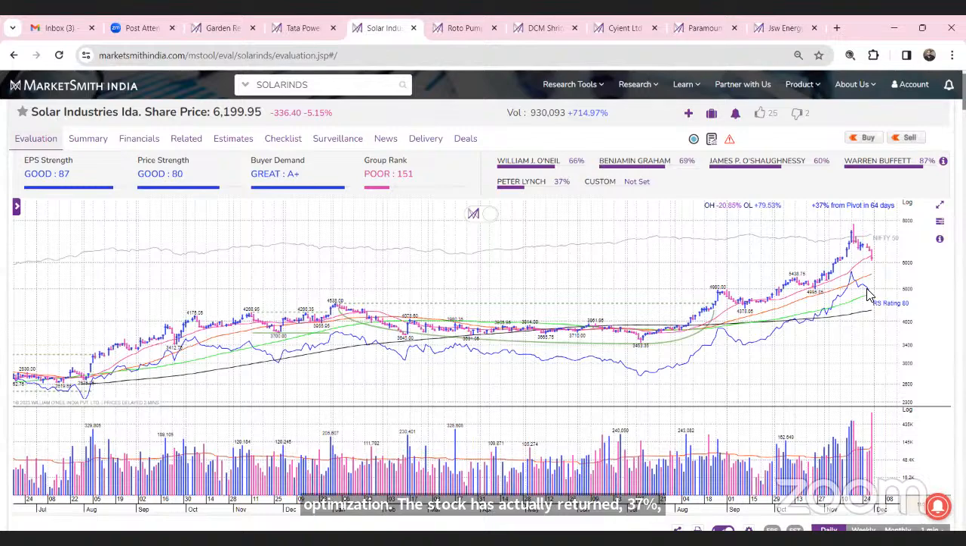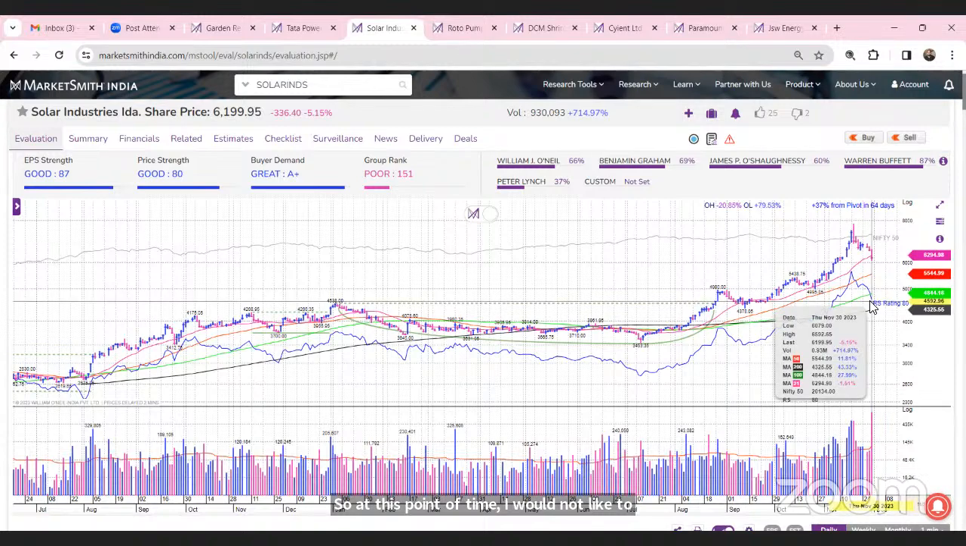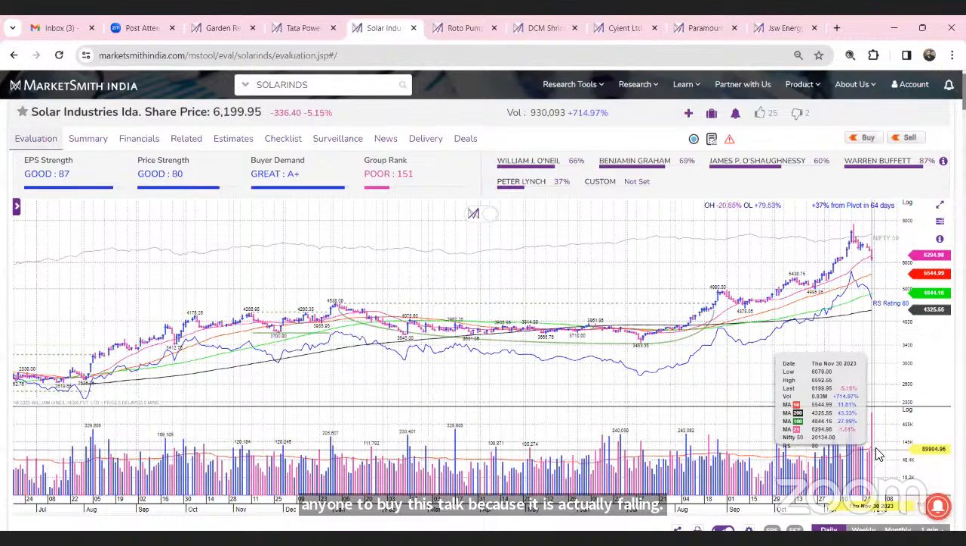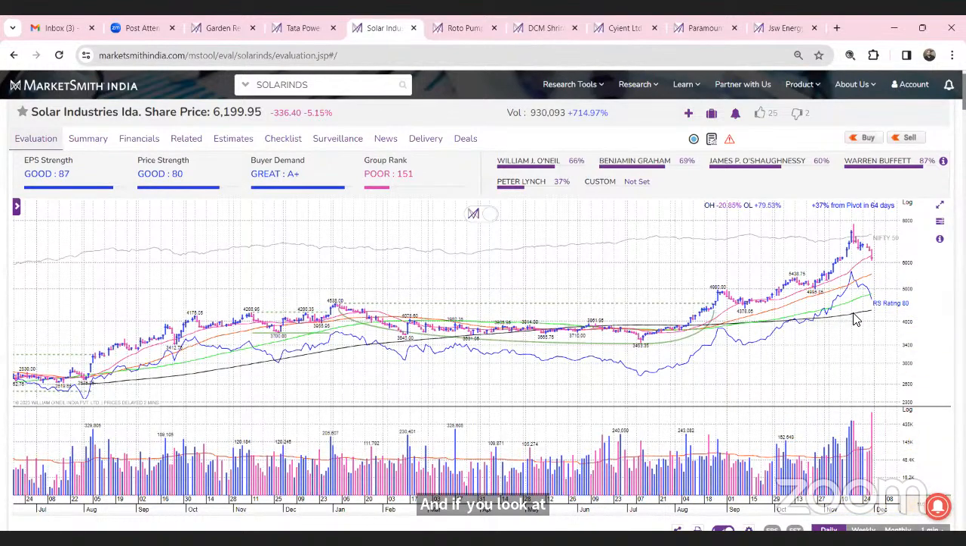which is actually good. So at this point of time, I would not like to suggest anyone to buy the stock because it is actually falling. And if you look at the volume also, then we can say supply is actually stronger. So I will not suggest buying this particular stock at this point of time, especially.